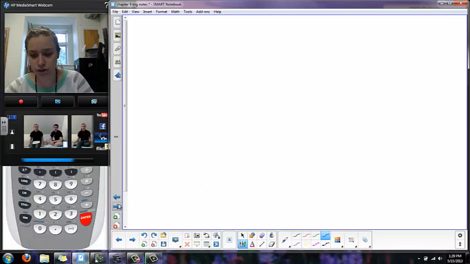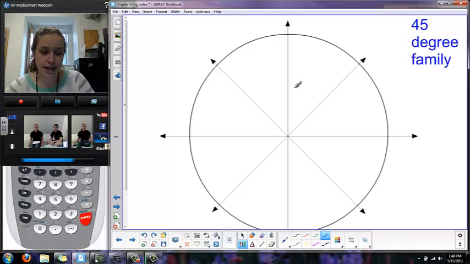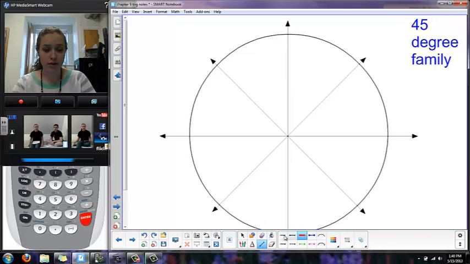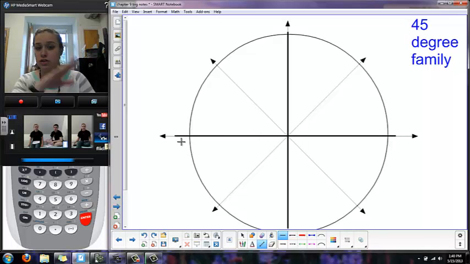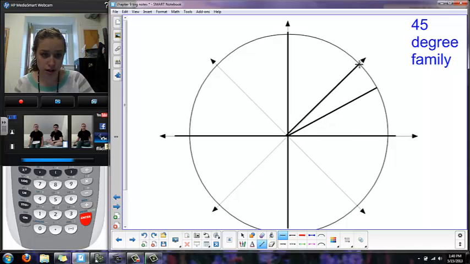What you're going to learn is that we memorize the exact values for our quadrantal angles, so 0, 90, 180, 270, and 360. We memorize those by just looking at our unit circle. We also will know the exact measure of the values of a 30-degree angle, of a 45-degree angle, and of a 60-degree angle.